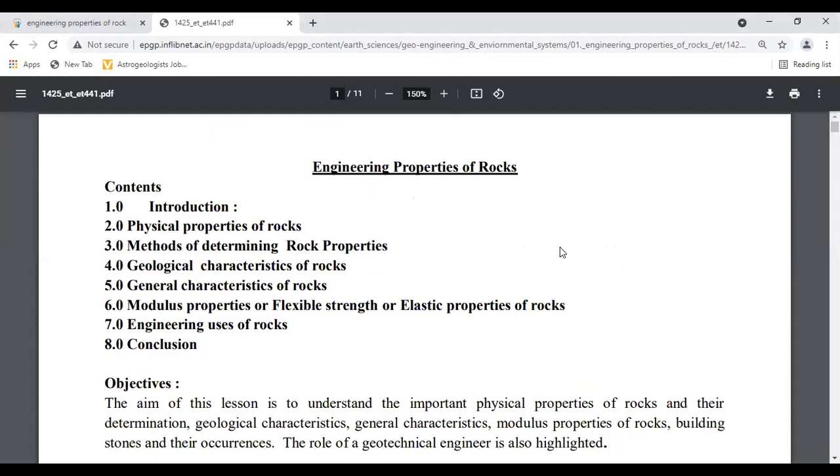So in this engineering properties of rocks, the main contents are introduction and physical properties of rocks, methods of determining rock properties, geological characteristics of rocks, general characteristics of rocks, modulus properties of flexible strength or elastic properties of rocks, engineering uses of rocks, and conclusion. These eight subtopics are what we discuss in engineering properties of rocks.